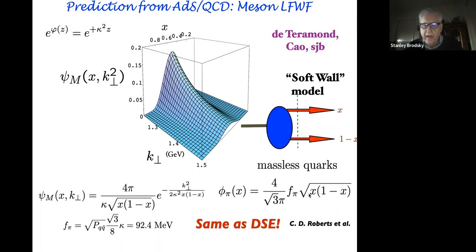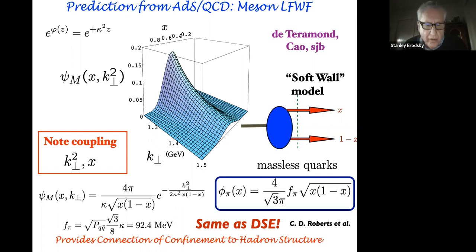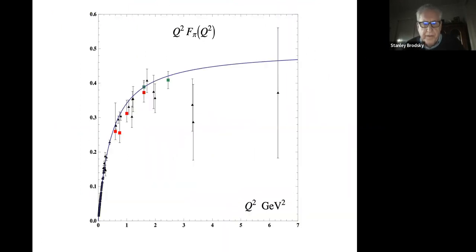And the distribution amplitude has this classic form, square root of x(1-x), which people have gotten over the years correctly. And the Dyson-Schwinger people have also got this form. So this also explains the distribution amplitude. So we have a connection between confinement and hadron structure and spectroscopy. We have these wave functions. Also, when you do hadronization, this tells you how to do hadronization at the amplitude level, how you take a quark and anti-quark and make a hadron, a meson, with the same wave function.